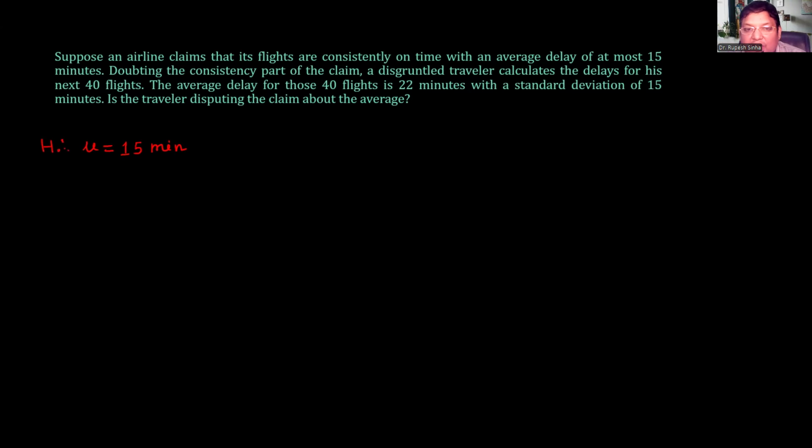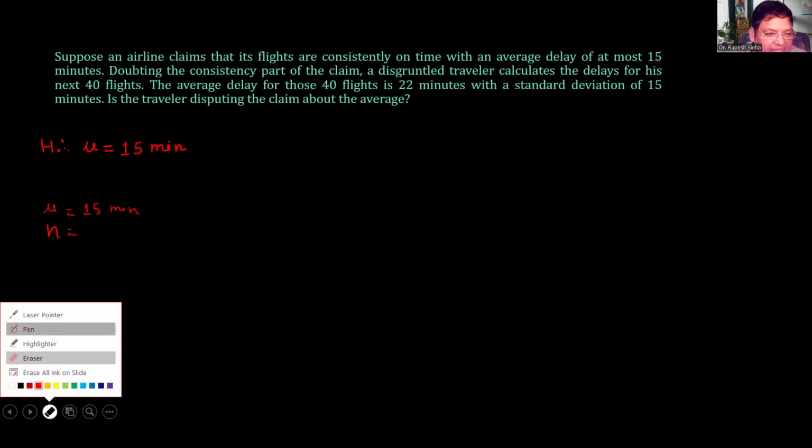Doubting the consistency part of the claim, a disgruntled traveler calculates the delays for his next flights. So the sample is given, n is given, and mu is given as 15 minutes. The average delay for those 40 flights, not 50. So he talked about 40 flights. Let me make it correct.